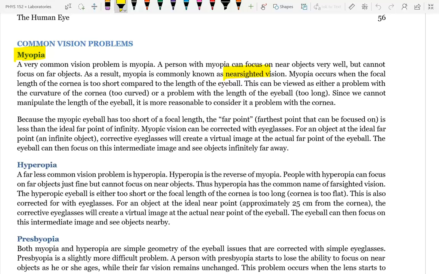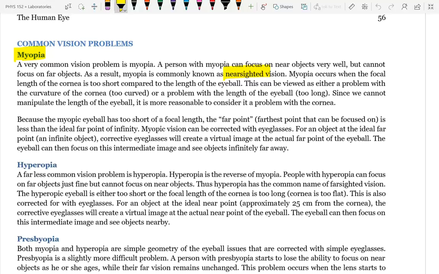There are two ways to describe my problem. Way number one is to say that my eyeball is too long because the light's coming to a focus before it gets to the retina. The other way to say it is that my lens is too converging, which means that the cornea has too much curvature on it, needs to be flattened out. Either one of those is an apt description. But when push comes to shove, what do I need to do to correct my vision problem here?